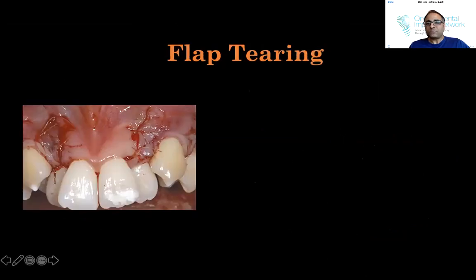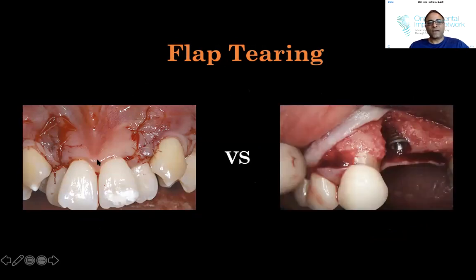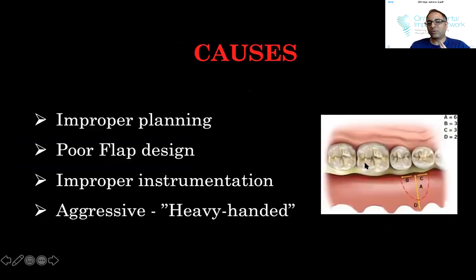And so ultimately, what we want to do is avoid flap tearing. We want to make sure that our incisions are clean. You'll notice a difference between the picture on the left and the one on the right: one area looks like a bit of a hot mess, and in the other everything's just nice and clean. You know when it's going to go back together, it's going to look really good.